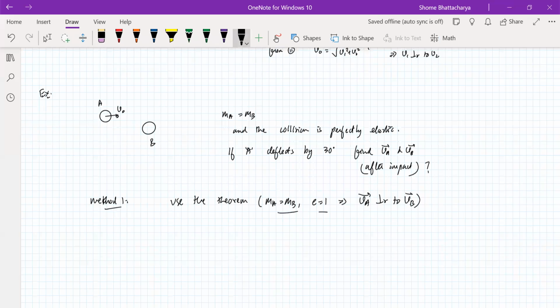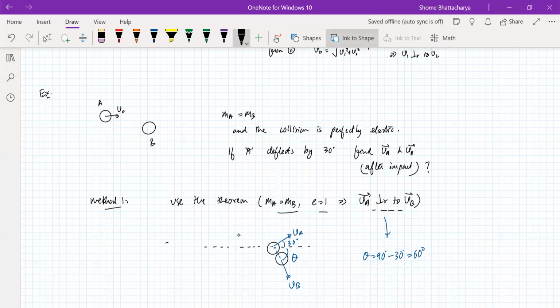Okay, so if these two statements are there, then that means this. So if I use this theorem, this theorem will now tell me that if this was the initial line along which A was moving, and given in the question that A's velocity is at 30 degrees to this, so I'll know that B's velocity, this angle theta, becomes 90 minus 30, 60 degrees.